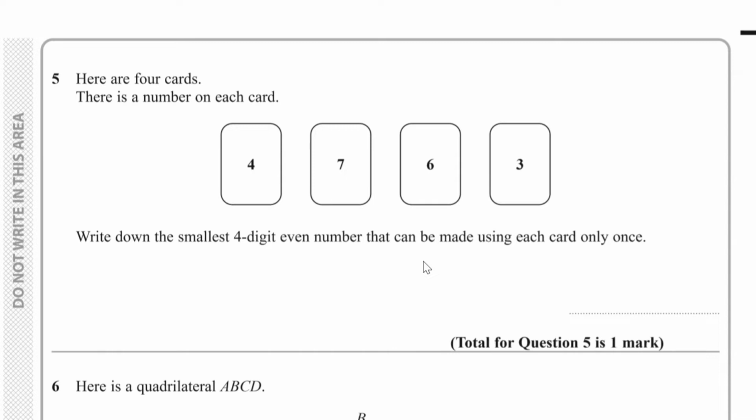Well, if we want the smallest 4-digit even number, the number can either end in a 4 or a 6, because the digits 4 and 6 are even. We want the smallest 4-digit even number, so the 3 will go in the thousands column, followed by the 4 in the hundreds column, followed by the 7 in the tens column, followed by the 6 in the units column.